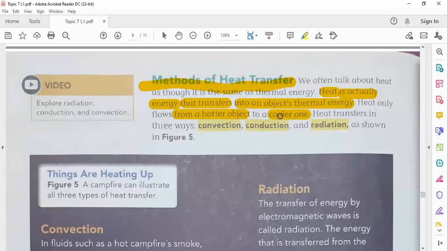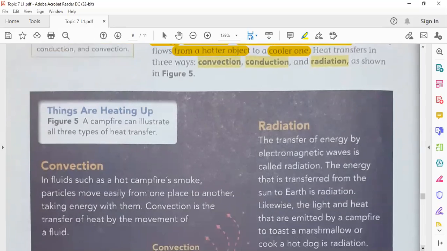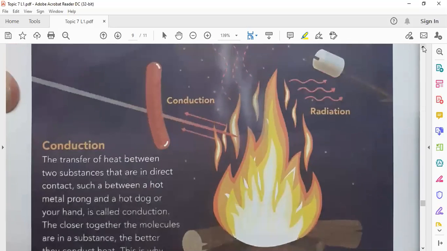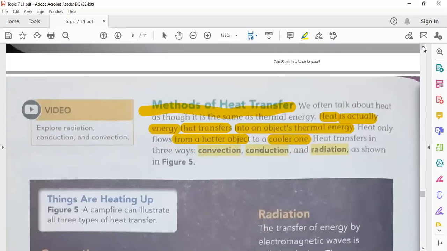How does heat move? The methods, or the ways by which heat moves, are conduction, convection, and radiation. All of these ways are described here in this box. We will talk about them. In any method, convection or conduction or radiation, heat moves from a hotter object to a cooler object.